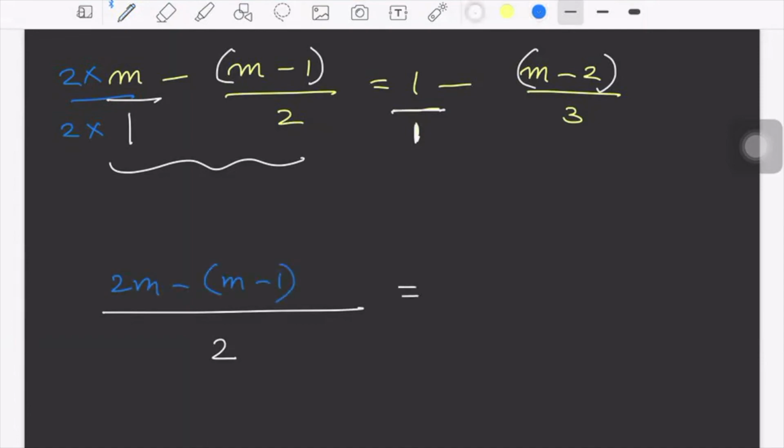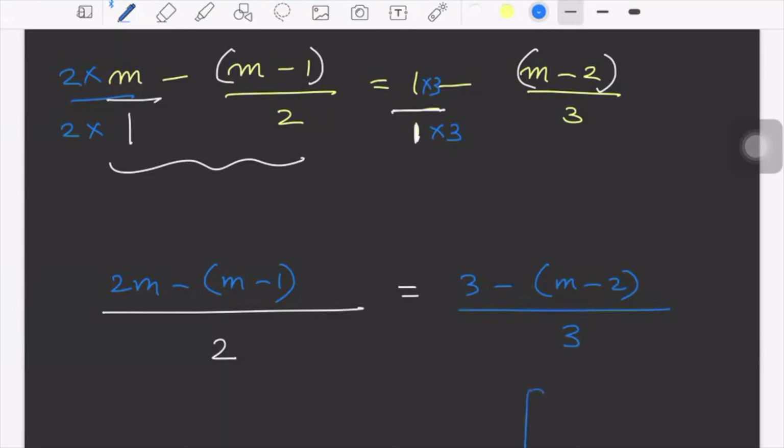And similarly on the RHS, we have 1 and 3 in the denominator. So make the common denominator as 3. So we have 3 minus m minus 2 by 3. Okay. So this is a third approach we are talking about. First approach was about fractions. The second approach is multiplying the entire expression on both LHS and RHS with 6. And the third approach is cross multiplication, in which you just focus on LHS and RHS separately.